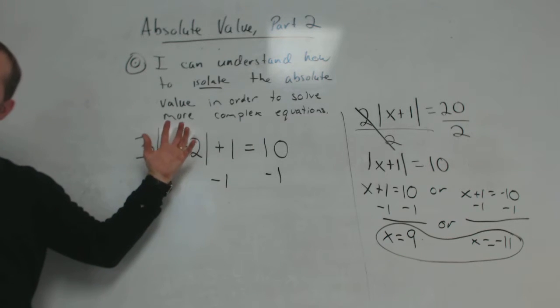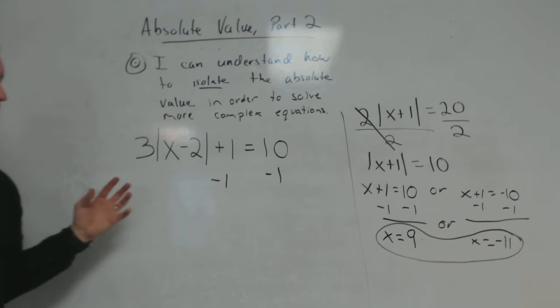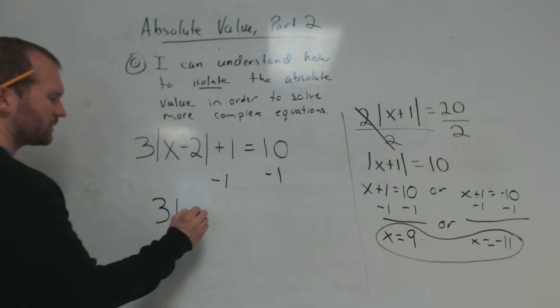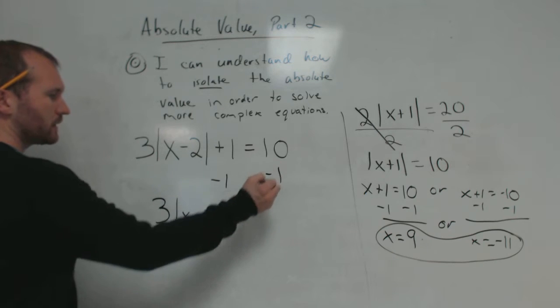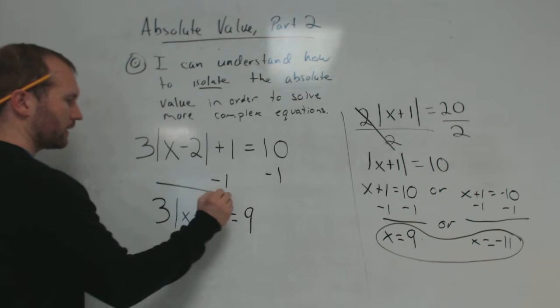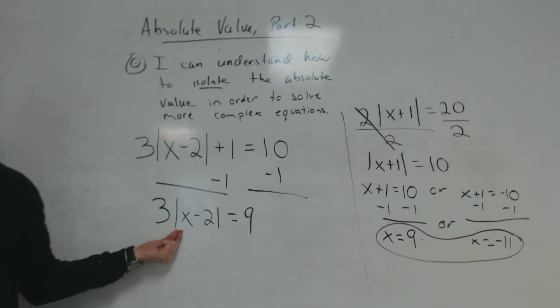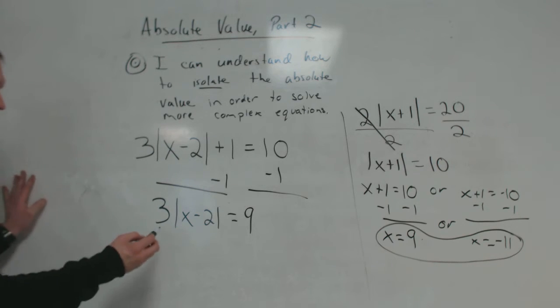We're kind of solving for x in a way. That leaves me with 3 times the absolute value of x minus 2 equals 10 minus 1, which is 9. Now what can I do? Divide by 3. Now I can divide by 3.